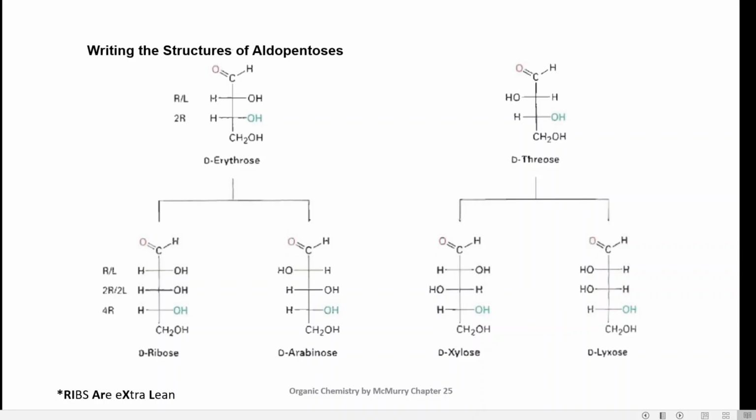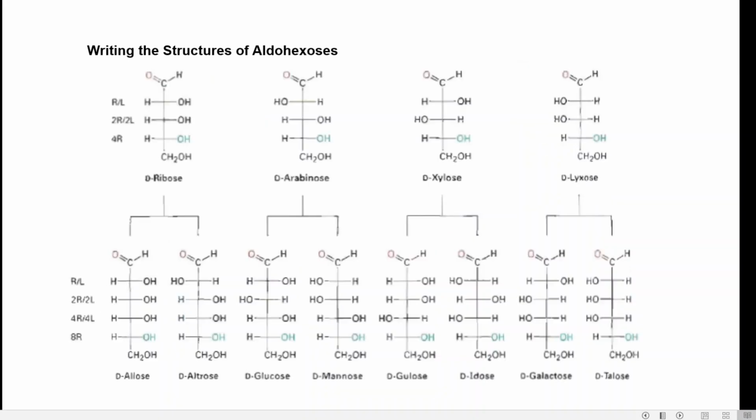Now, how to write the structures of aldohexoses? Yes, we could write the structures of aldohexoses on the basis of aldopentoses in the similar way. For example, from D-ribose, we could write 2 more structures by incorporating a carbon atom in between formyl and the first chiral center of ribose. And that carbon atom in the first structure would have hydroxyl group on right side, and in the second structure it would have hydroxyl group on left side.